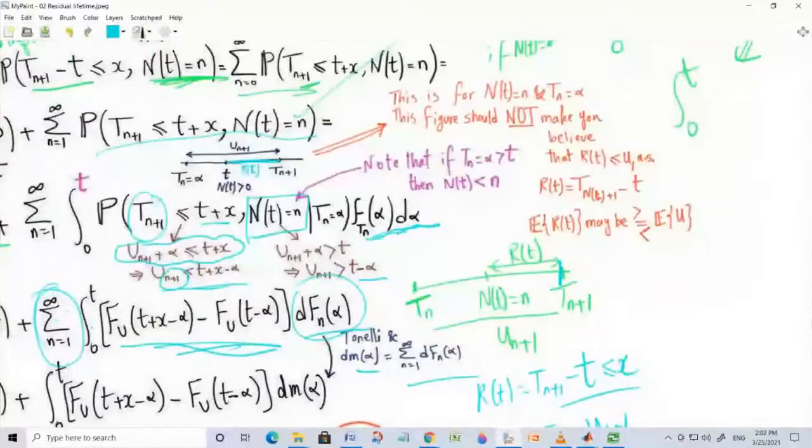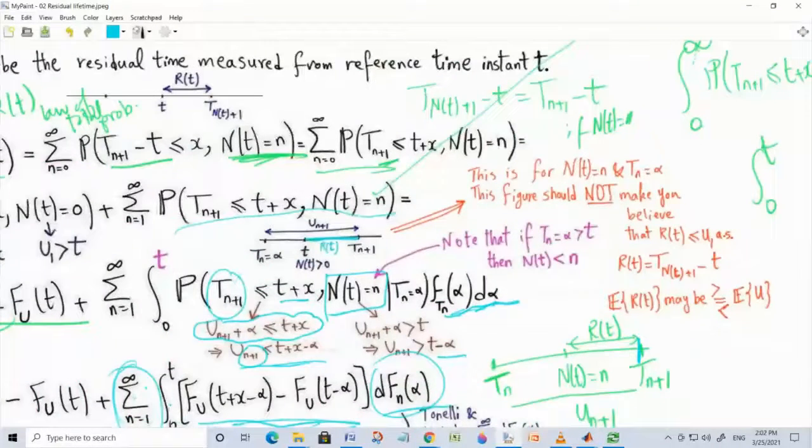Okay, so there is this picture in which there is t, there is big N(t), and it is equal to n, small n, and before that there is the nth arrival, and after that there is arrival n plus 1. Between the two arrivals there is U_{n+1}. Between t and the arrival n plus 1 we have R(t). And so you may say, yeah, see, the residual time is less than the inter-arrival time.